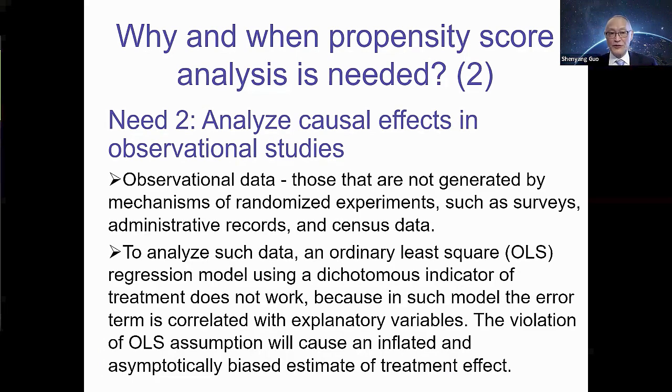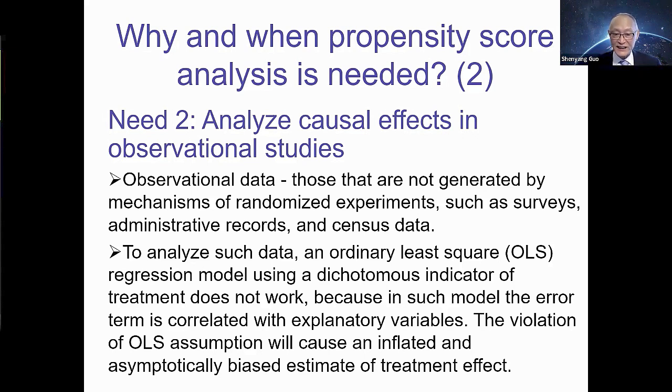The second need for using PSA is technical. If we want to draw causal inference based on observational data, regression analysis suffers from a problem called endogeneity. Whenever we have observational data, because of the selection, OLS, ordinary least squares regression, often violates a basic assumption embedded in the OLS regression.